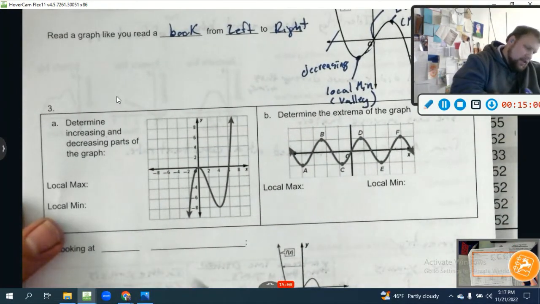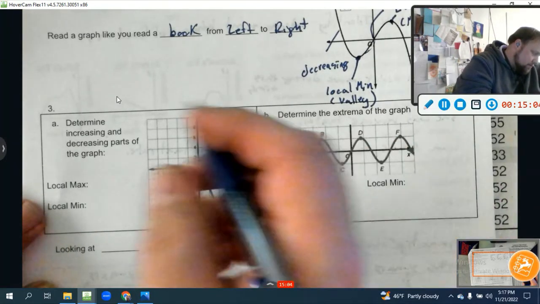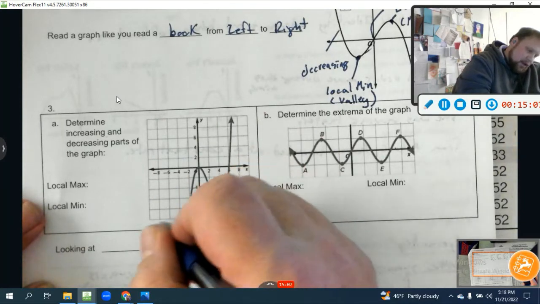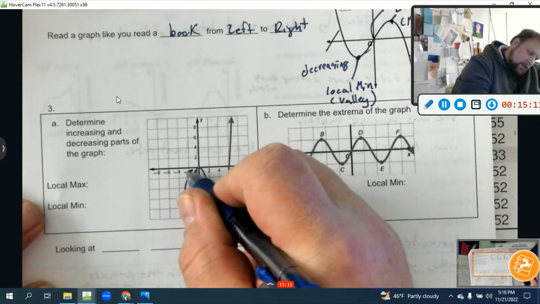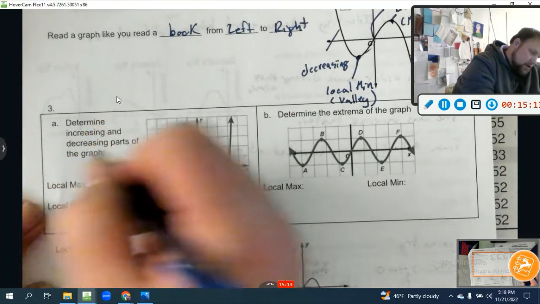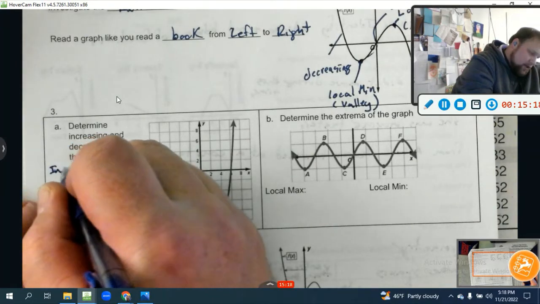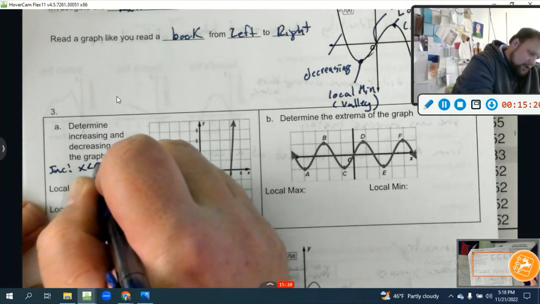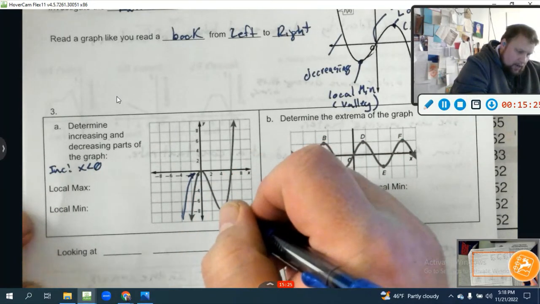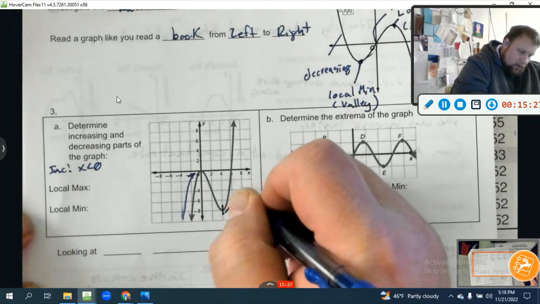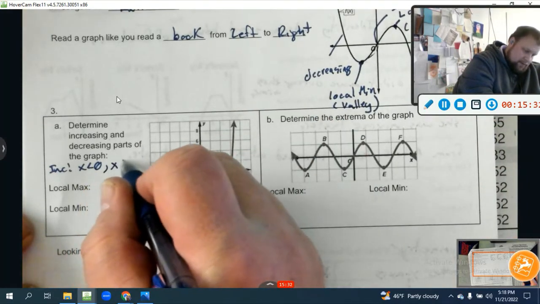What do we see? We see that it is increasing, going from left to right. We see from left to right, this is going up when x is less than 0. So when is it increasing? For x less than 0 right here. And we see another increase right here when it starts to go up again when x is greater than 4.